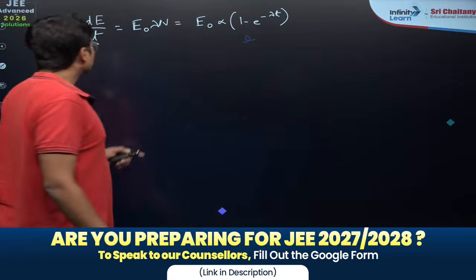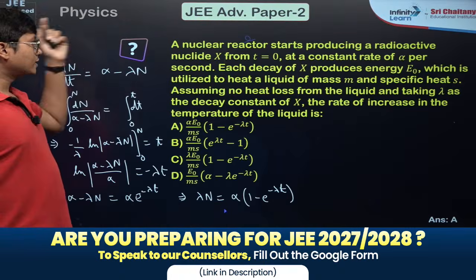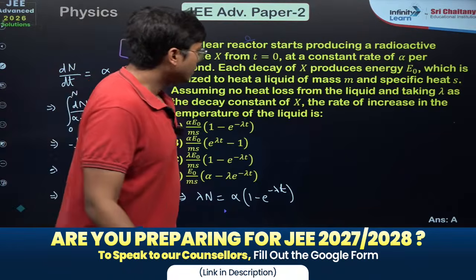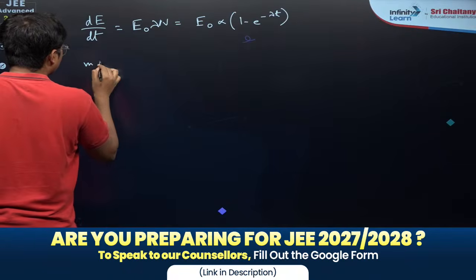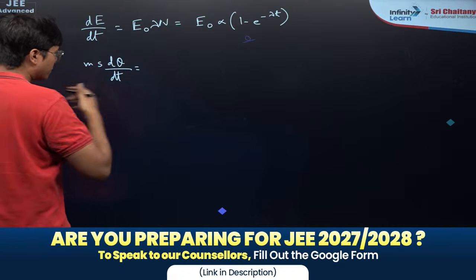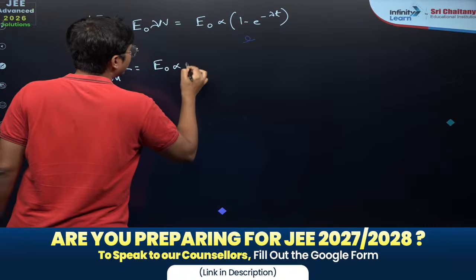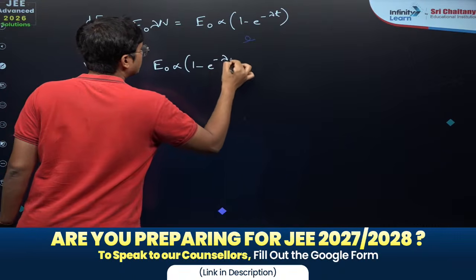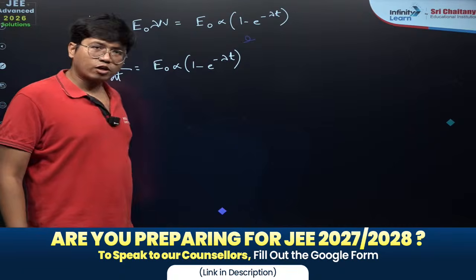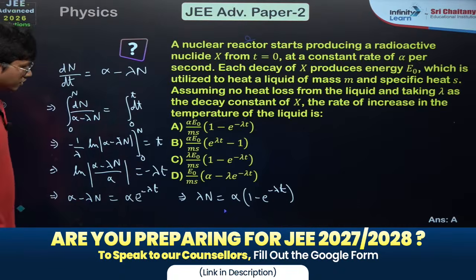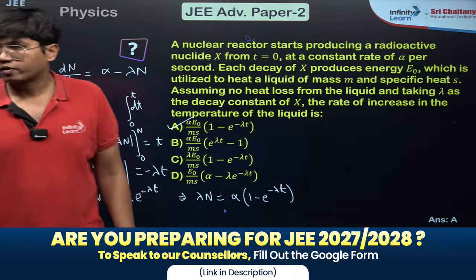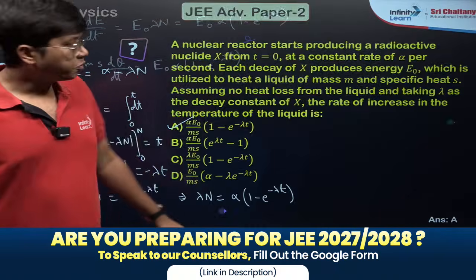1 minus e to the power minus lambda t. Now over here we know this energy is eventually going to heat up the body, which is energy is ms d theta. So d theta dt, that is equal to, my bad, E naught alpha 1 minus e to the power minus lambda t, divided by ms. Now d theta dt is what you're looking for. Put the ms down below. So E naught alpha 1 minus e to the power minus lambda t over ms, option A. Okay. Let's move to our next one.